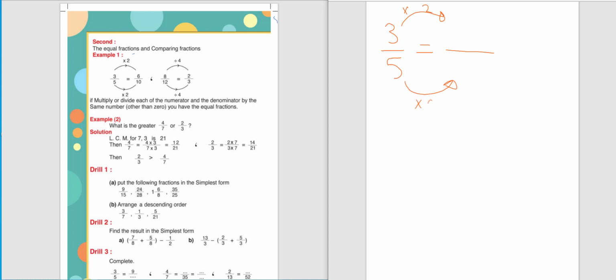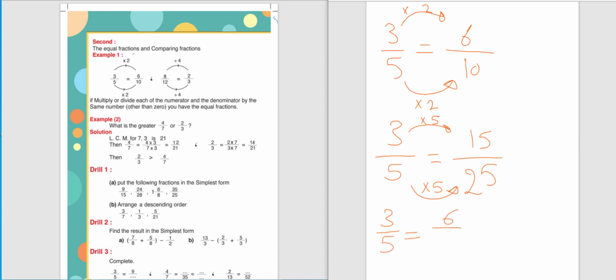So 2 times 3 and 2 times 5. 3 times 2 equals 6 and 5 times 2 equals 10. And if you want to multiply 3 over 5 times 5, 3 times 5 equal 15 and 5 times 5 equal 25. And note that 3 over 5 equal 6 over 10 equal 15 over 25. Equal what also? We can multiply 3 times 4, so get 12, and 5 times 4 equal 20. So 12 over 20, and so on.